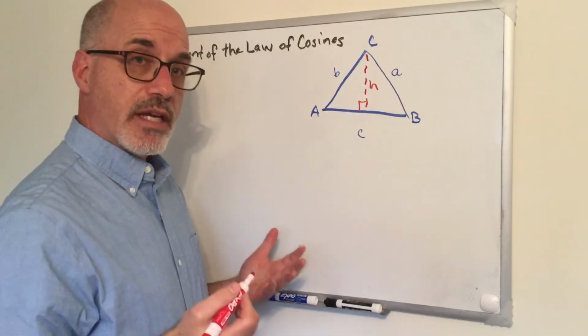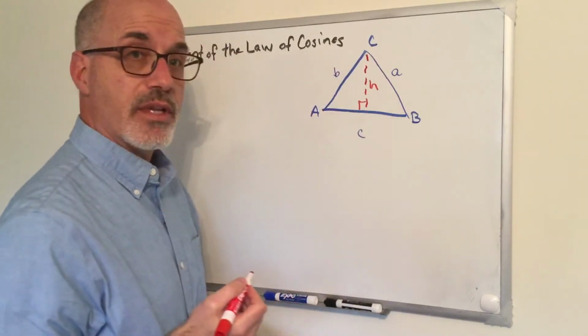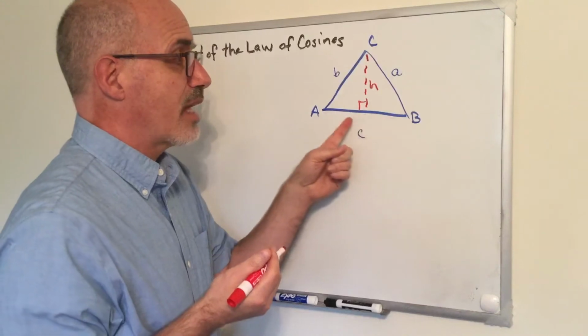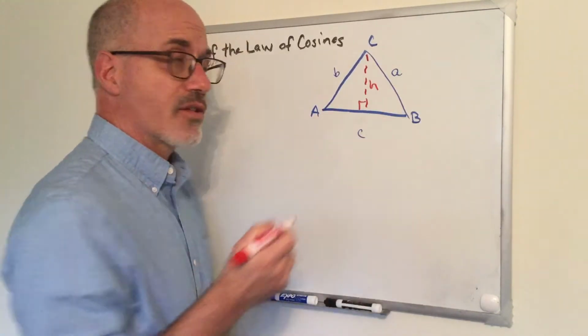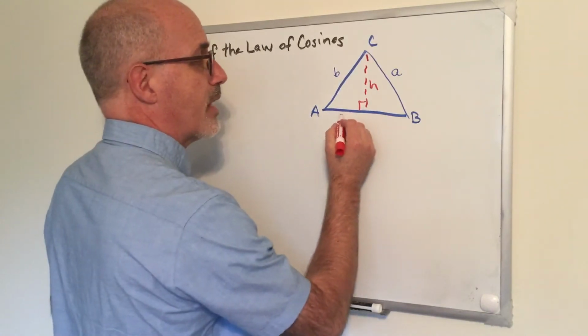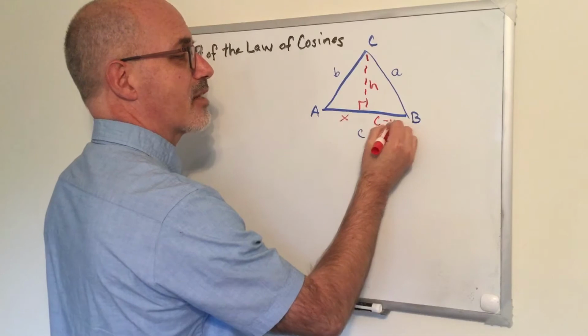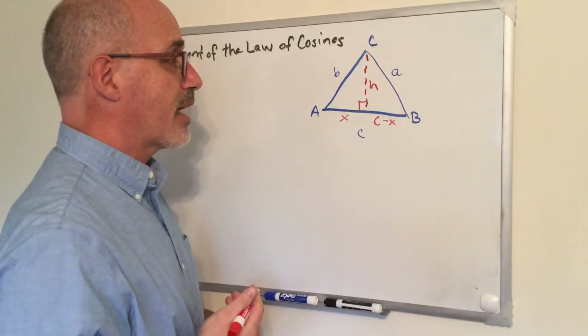Now, when I look at that, I've got two right triangles that I can use the Pythagorean theorem on. The problem is that these two sides of these two right triangles are not all of C. So what I have to do is, if I call this one X, I'm going to call this one C minus X for this part of the side. Now, let's use our Pythagorean theorem.